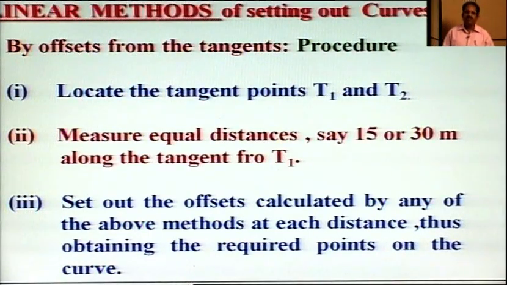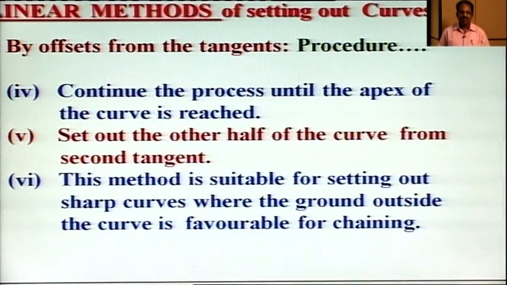Next is setting out by offset from the tangents. First, locate the tangent points T1 and T2, and measure equal distances, say 15 or 30 meter, along the tangent from T1. Third, set out the offset calculated by any of the above methods at each distance, thus obtaining the required points on the curve. Continue the process until the apex of the curve is reached. Set out the other half of the curve from the second tangent.